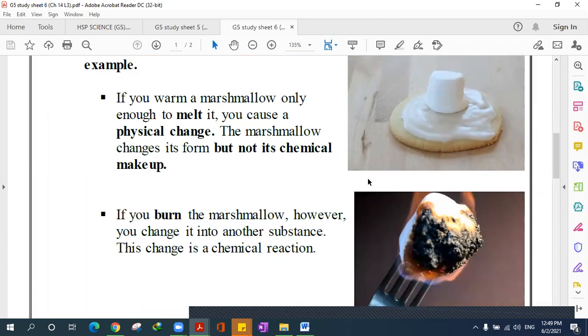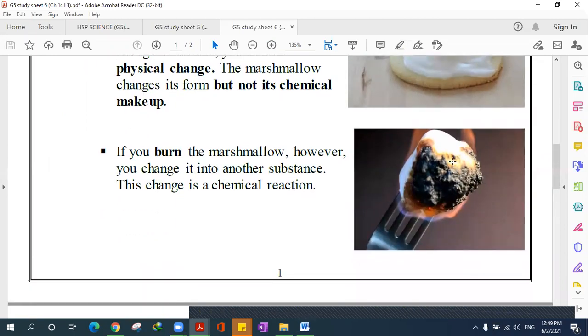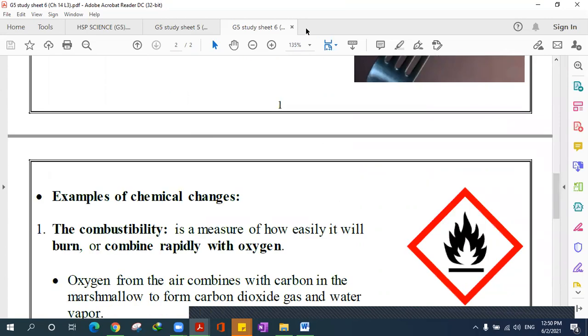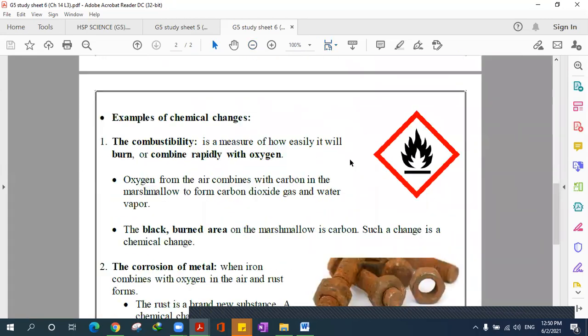Okay? But in the second picture, you will see that we burned a marshmallow. Did you see that? Yes. This is a black substance over the marshmallow. In this case, this is not a physical change anymore because we burned it. This is a chemical change because the marshmallow actually got in chemical reaction with the air, and this caused this carbon. The carbon matter here, this black one. So it changed into a whole new substance. That's what we mean by chemical change.